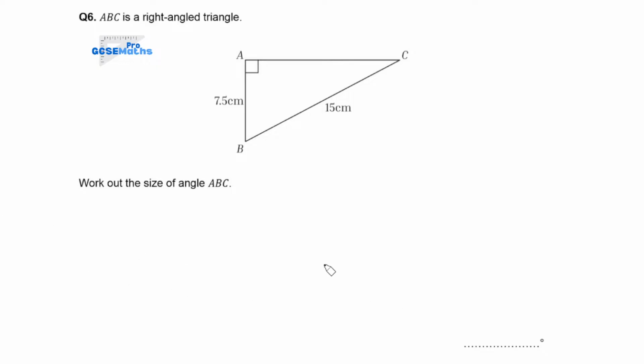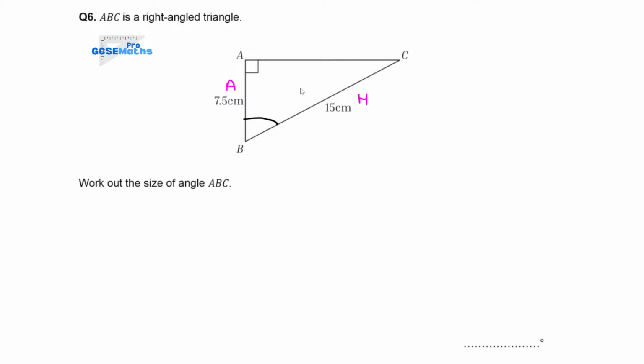Obviously, non-calculator, you have to have memorized the trig values, so that's where this will come in. So ABC is a right-angled triangle, work out the size of angle ABC. So that's obviously this one here. So we're going to label it. I just tend to label 2 of the sides, obviously the 2 sides that are relevant. So in this case, the 2 that are labeled. So obviously the 7.5 would be the adjacent. And then the 15 is obviously the hypotenuse.